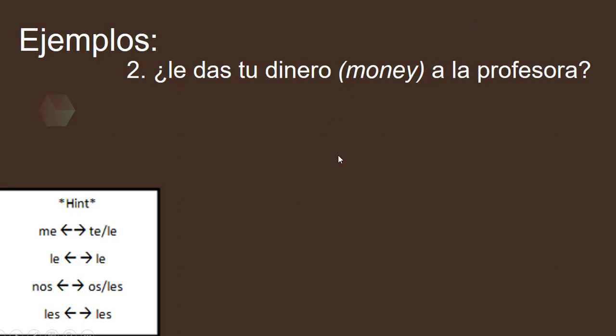You can say like, yes, I give, doy. Look at the verb. I give my money. The direct doesn't change right now. I give whatever, my money, to her. I keep the le. I could still even put a la profesora at the end to leave the object, but you don't want to repeat again and again, a la profesora, a la profesora. If you use the pronoun, that's what we're using the pronoun for, to just not repeat the object so many times. So yes, I give my money to her.